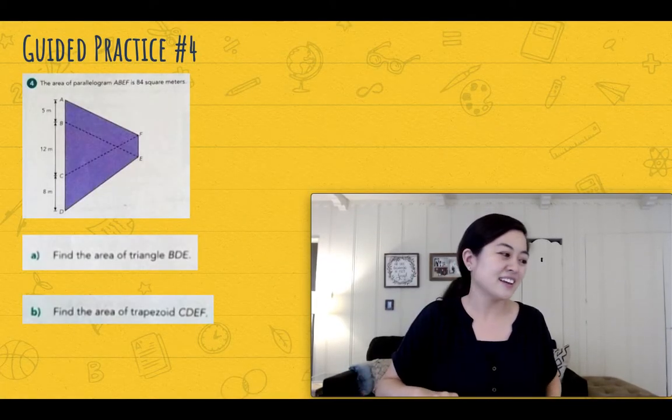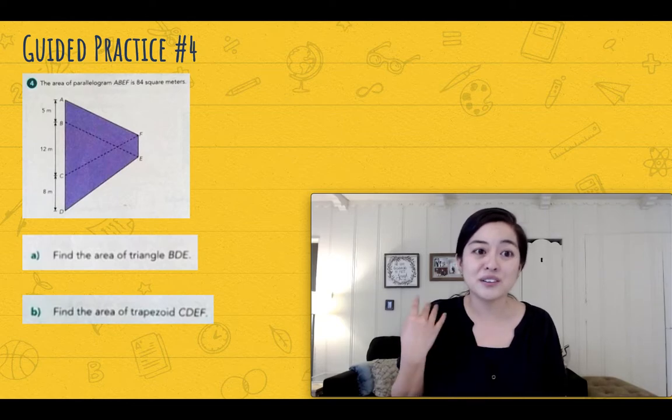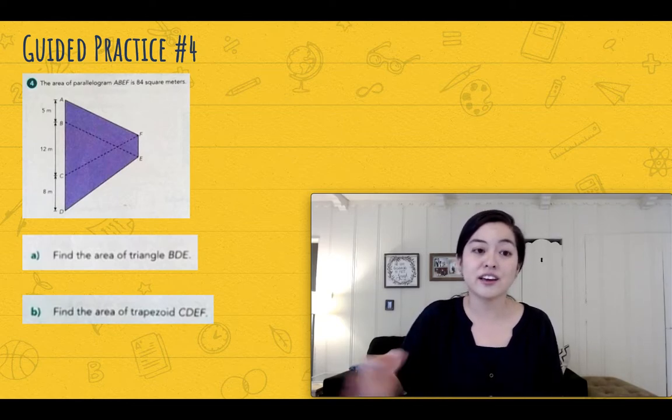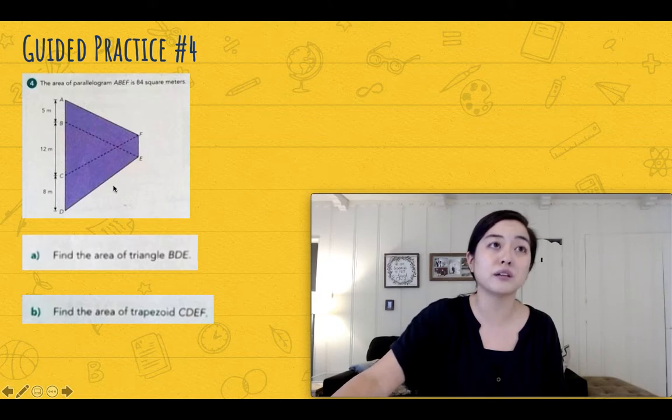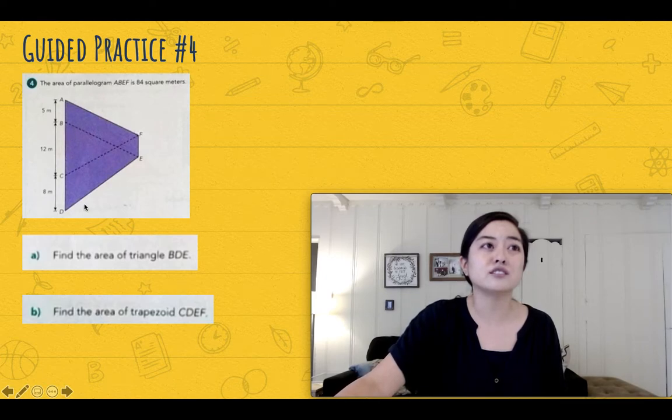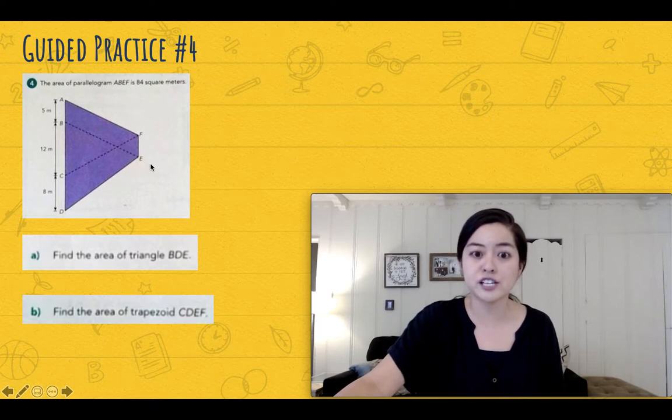Hi again. All right, so let's take a look at this. This is not quite a large triangle, but it is a polygon. So 1, 2, 3, 4. It's a 4-sided polygon, so it's a quadrilateral. And I see a parallelogram here. I see a triangle here. Let's see if there's any other shapes.